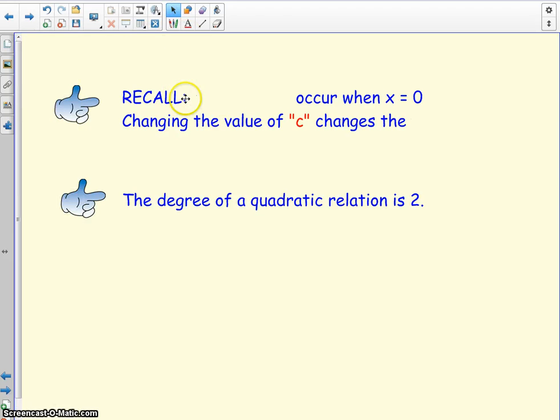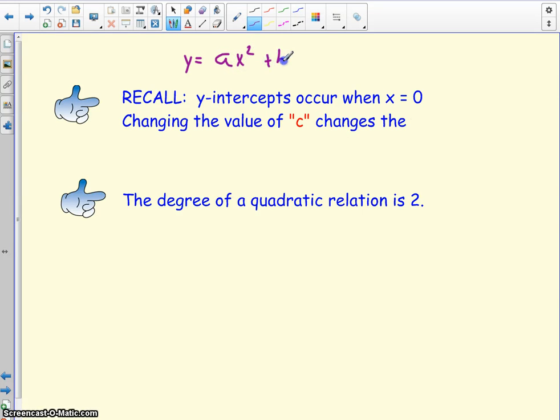Other thing to notice here, we're talking about the y-intercepts. So back in grade 9, when you were dealing with the equations of lines, you could always find the y-intercept of any equation by setting x equal to 0. Okay, well, if you look at standard form here, ax squared plus bx plus c, well, what happens if you put x equals 0 in this equation? Well, let's do it down here. So we have a times 0 squared plus b times 0 plus c.